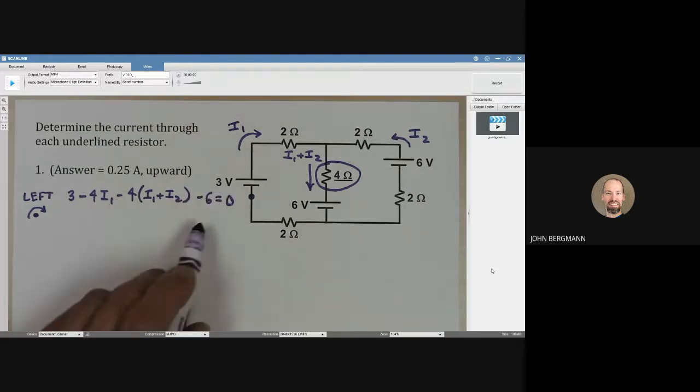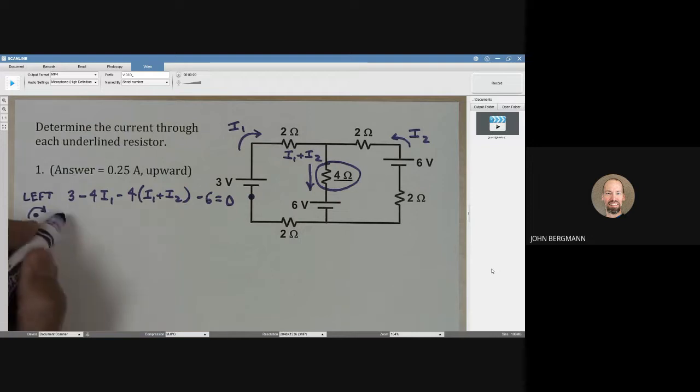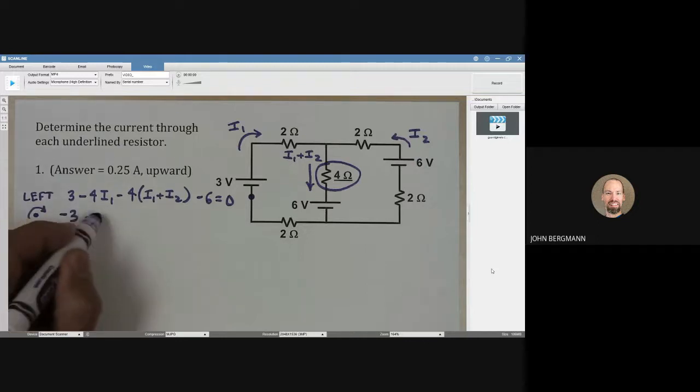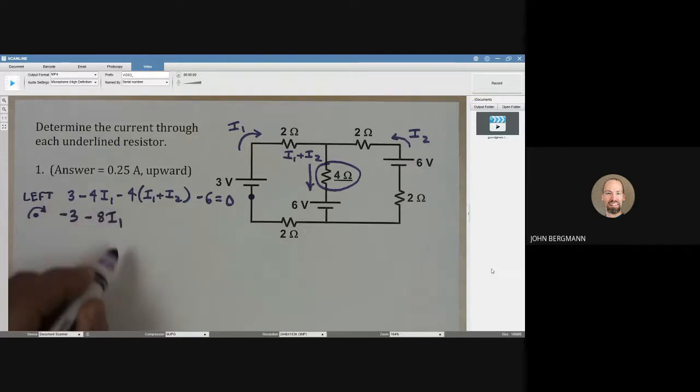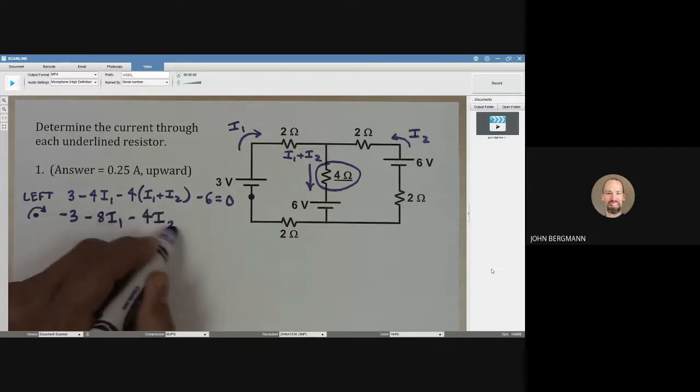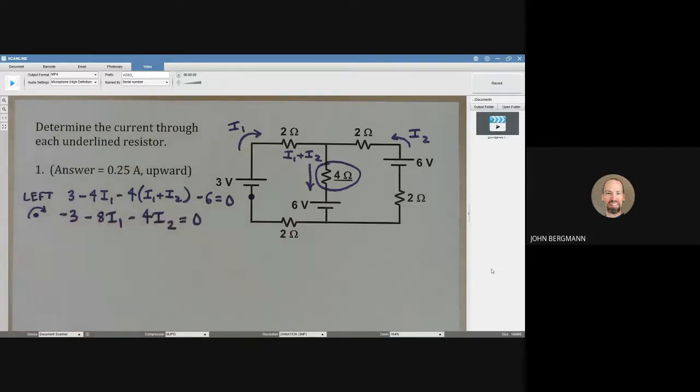Now, if we simplify that, what does that leave us with? The 3 and the negative 6 give us negative 3 volts, and then what do we end up with? A total of negative 8 I1 and negative 4 I2, and that's going to equal 0. All right, so that's one loop equation.